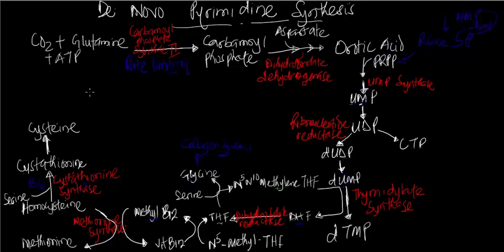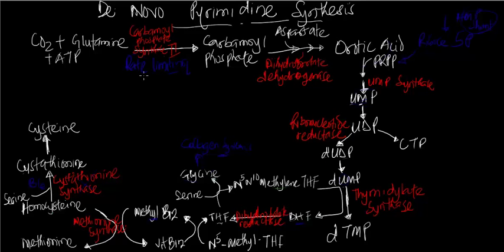So let's go back to the pathway. Let's start from the beginning again, and let's start talking about the pharmacology and the pathology as well with the pathway. Starting from here, we can see the first enzyme we mentioned is CPS2, carbamoyl phosphate synthase 2. And don't forget, this one is located in the cytoplasm as opposed to CPS1, which is the rate limiting step of the urea cycle, and that one is located in the mitochondria.